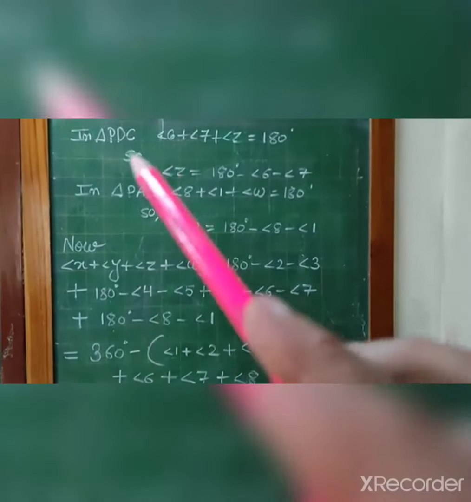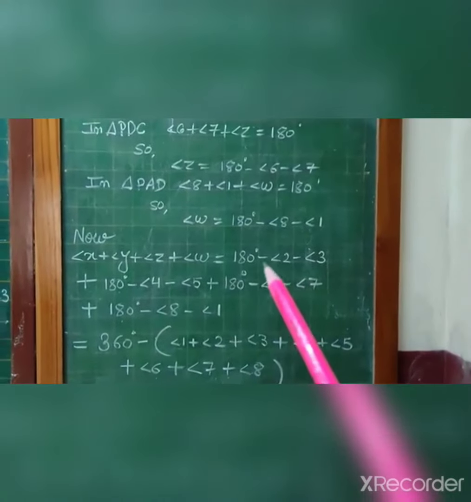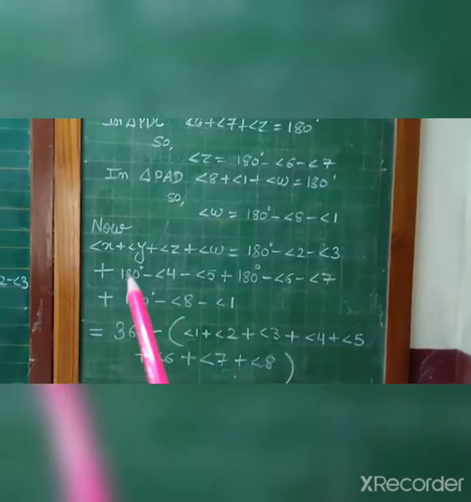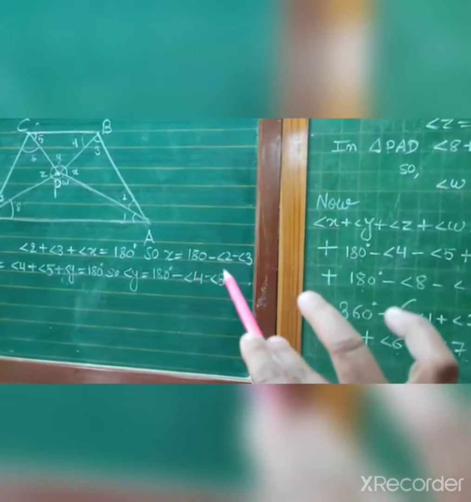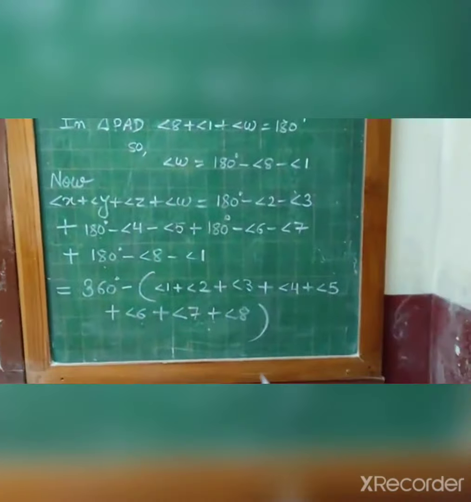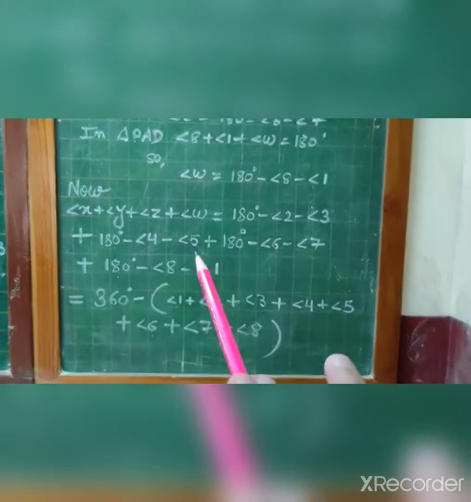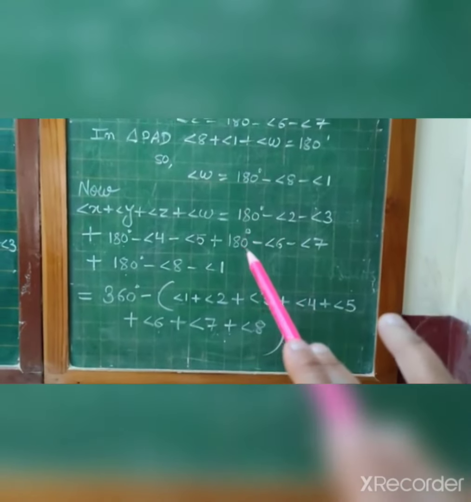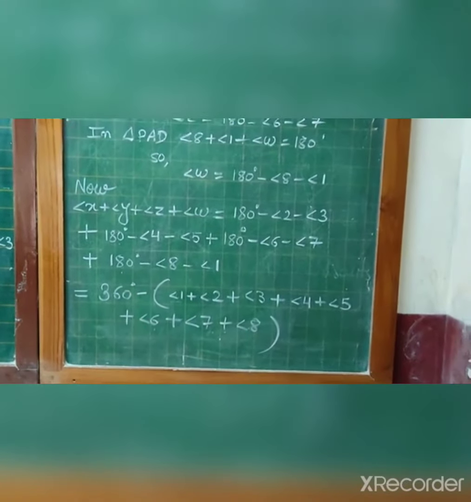Now add all these angles. What will happen? See here, 180 degrees minus angle 2 minus angle 3, the value of X you know. Same to same Y, and you will put the value of Z and the value of W. Now add this: 180 degrees plus 180 degrees plus 180 degrees plus 180 degrees. You will get 360 degrees.